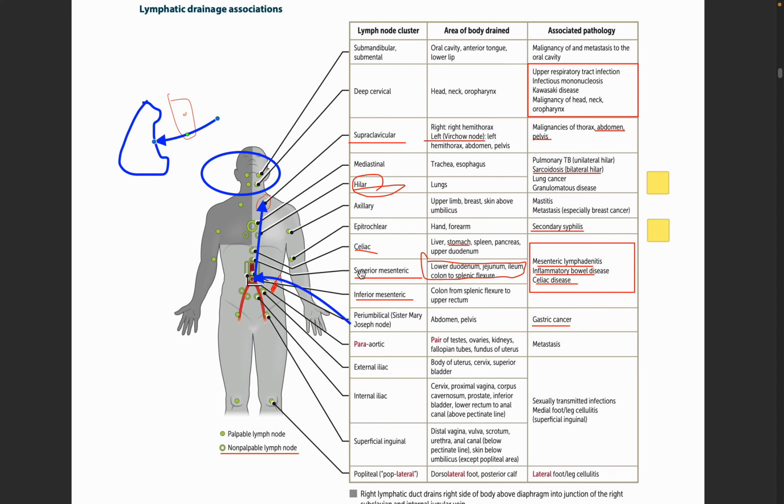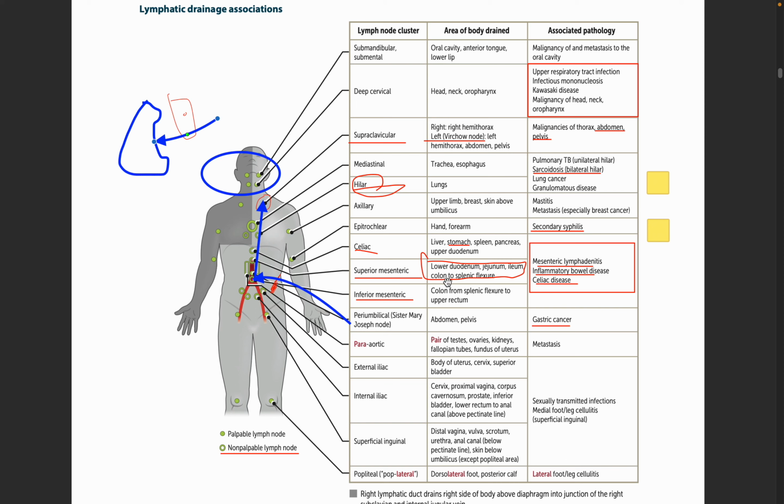Then comes the celiac lymph node, superior mesenteric lymph nodes, and inferior mesenteric lymph nodes. All these lymph nodes belong to the gastrointestinal system. You have to memorize the areas. The celiac lymph node is named after the celiac trunk, which is the blood supply of the gastrointestinal system. Liver, stomach, spleen, pancreas, and upper duodenum are all drained by the celiac lymph node.